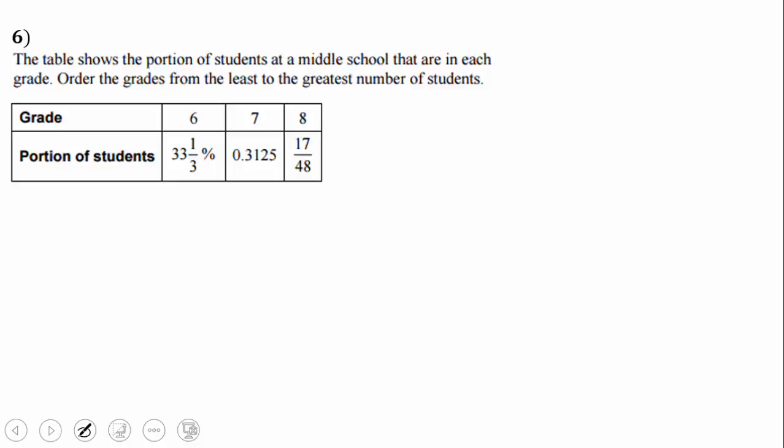It says number 6. Read with me. The table shows the portion of students at a middle school that are in each grade. Order the grades from least to greatest number of students. Now, ladies and gentlemen, you can make math less boring by having fun with the way you read these math problems. All right? So our question is, we have to order from least to greatest. And of course, we learned that to order from least to greatest, we have to compare. And to compare, we need to write them all as fractions, all as decimals, or all as percents so that we can compare them.